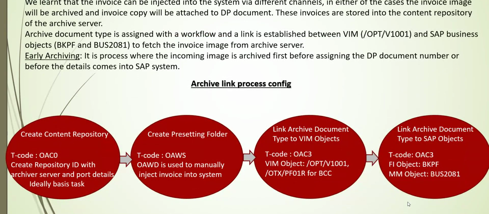So how the archival is done, what are the different steps required to configure the archival, how this will work, all these concepts we will be discussing during the detailed sessions. What is a content repository, why do we configure a content repository, what are presetting folders, what is an archive document type, how is it linked to Vim, why we need this archive document type, right? What are the SAP objects linked to the archive document type, and how does this play a role in the overall Vim flow? All this we will be discussing in the detailed sessions.